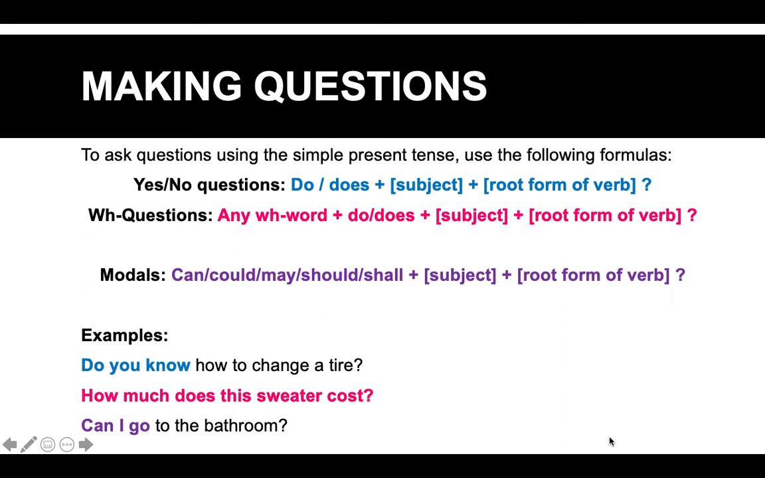And then for modals, can I go to the bathroom? Can is the modal, subject is I, go is the root form of the verb. We use this many times to ask permission to do something. We will talk about these more in detail in the future.